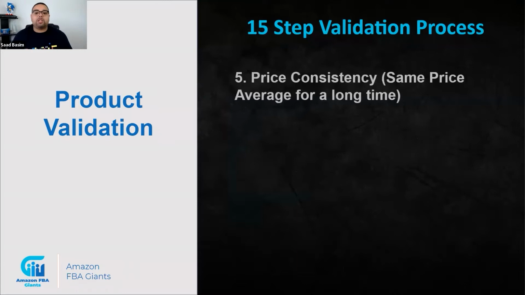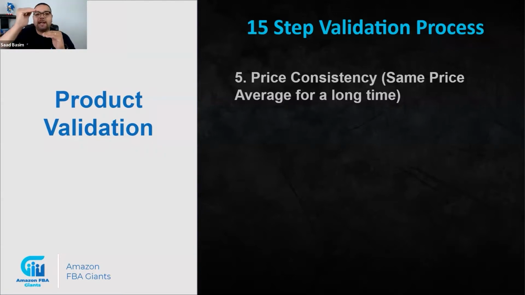Number 5 is price consistency. This is very, very, very important. Same average price for a long time. Now, price consistency, guys, a lot of times we get into a high. For example, this happens a lot in Q4. You're going to see the prices rise a lot because demand is high. When you have high demand and lower supply, the price goes high.